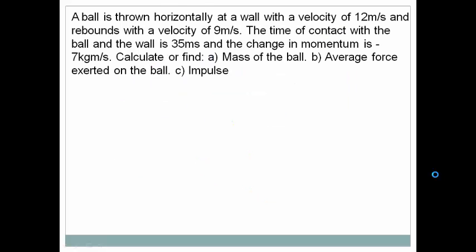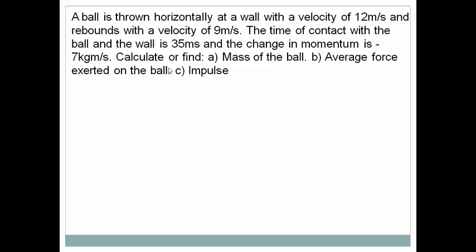A ball is thrown horizontally at a wall with a velocity of 12 meters per second and rebounds with a velocity of 9 meters per second. The time of contact between the ball and the wall is 35 milliseconds and the change in momentum is minus 7 kg m/s. Calculate the mass of the ball, the average force exerted on the ball, and the impulse.